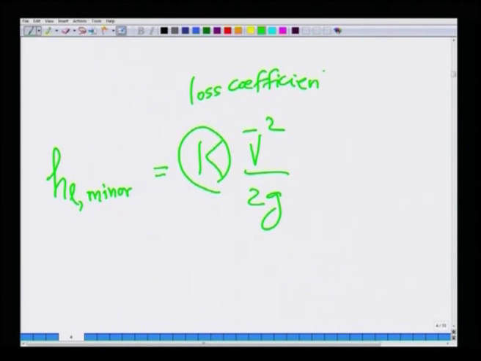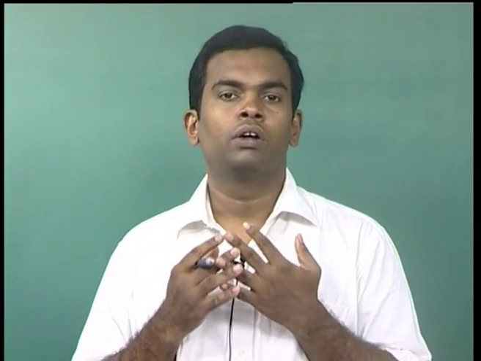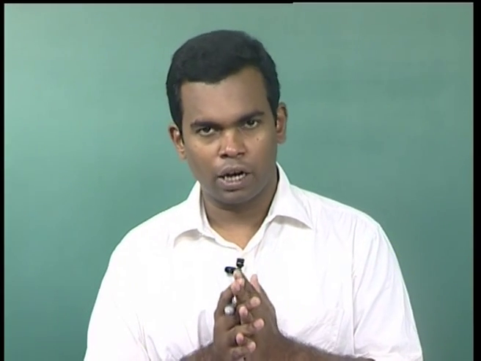So, this coefficient will be different for different types of losses. For example, for an entry this may be 0.8. For a valve, a globe valve, a partially closed valve or a fully open valve, it will have different values and so on. These are typically given in textbooks and handbooks.